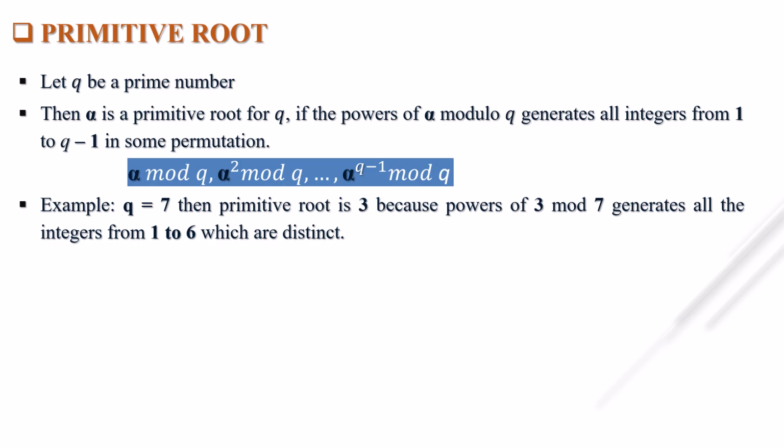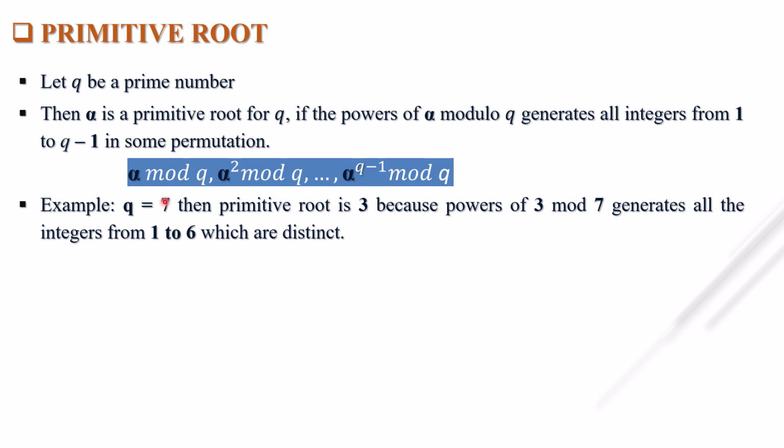So how can we say that alpha is a primitive root of q, or any number is a primitive root of a prime? Let q be a prime number. Then alpha is a primitive root of q if the powers of alpha mod q generate all integers from 1 to q minus 1 in some permutation. For example, suppose we select q equal to 7. Our prime number is 7.